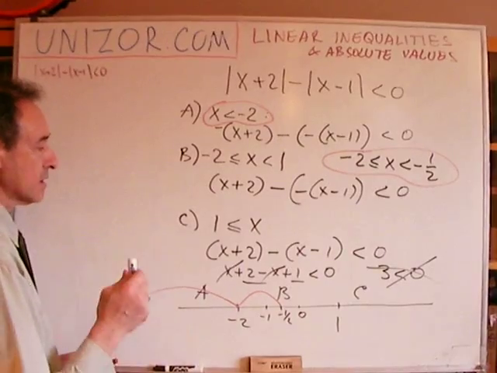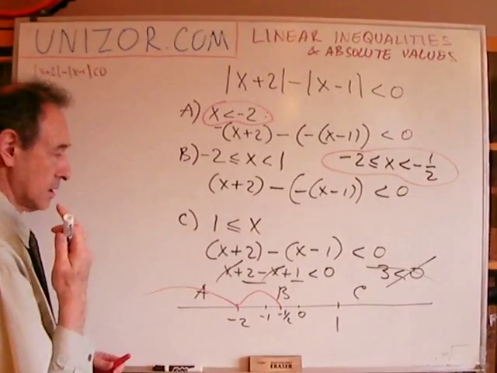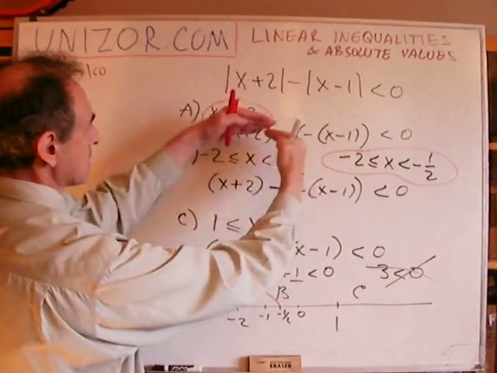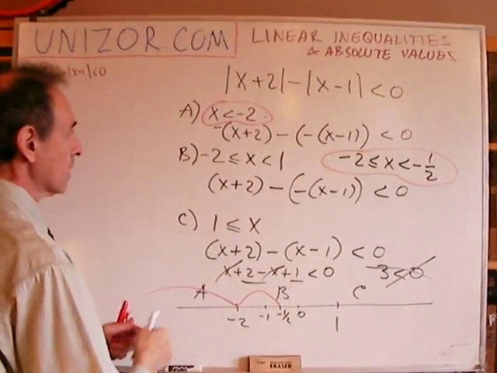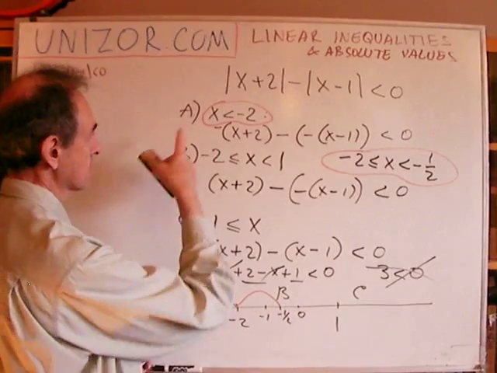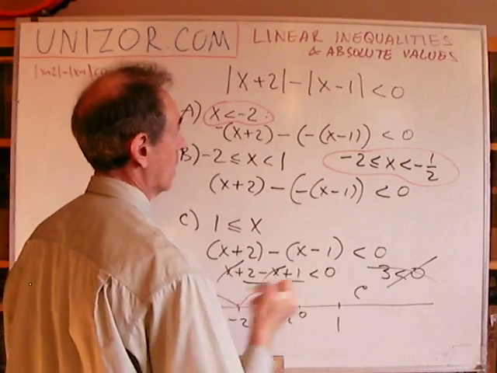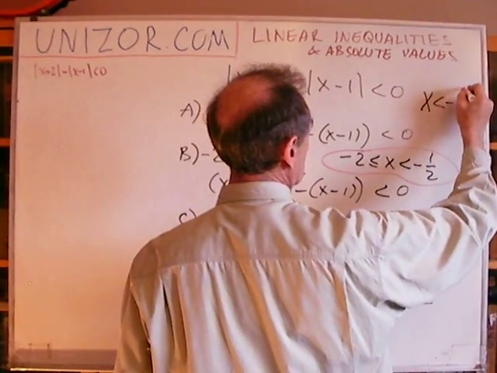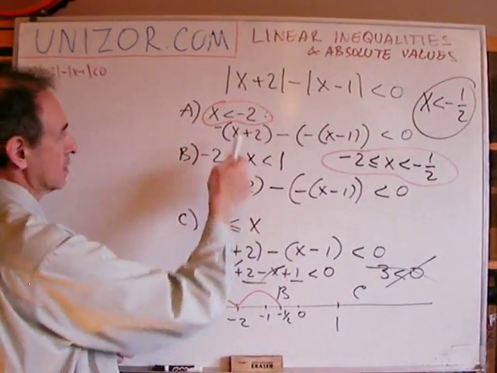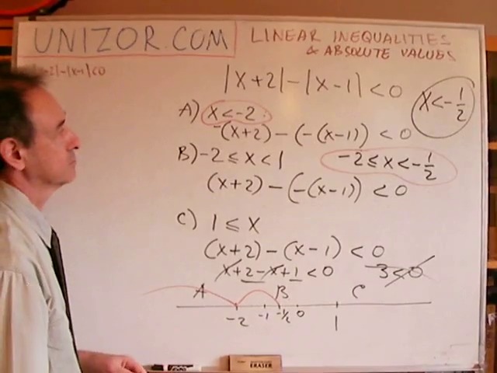So only the numbers from minus 1/2 to the left are actually solutions to our inequality. So we can combine this and this because they are basically glued together, these two areas. And we can conclude that the whole solution to this particular inequality is x less than minus 1/2. This is the total solution, which we have found by combining these two. Everything to the left of minus 1/2.